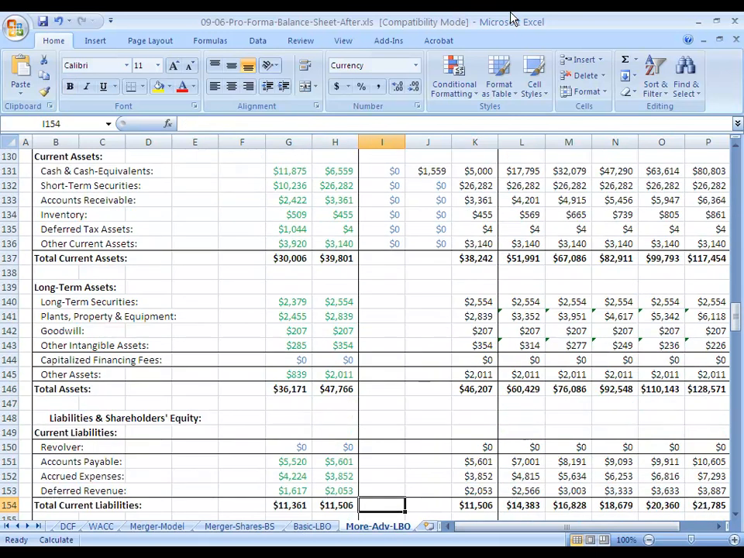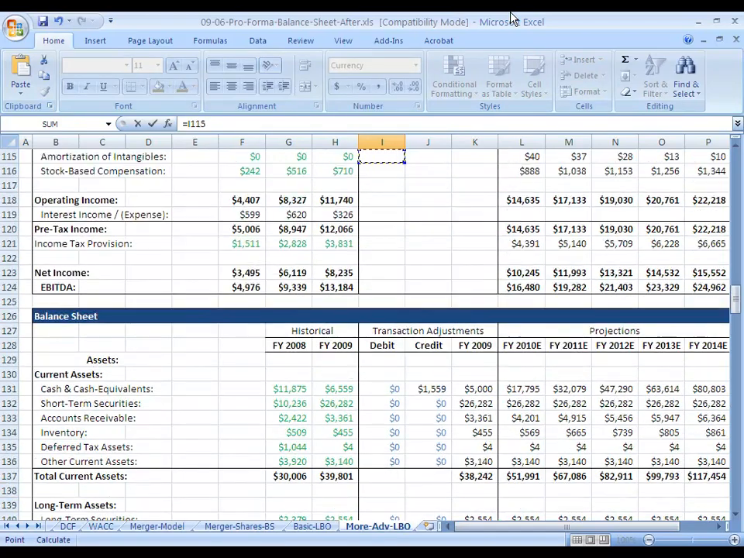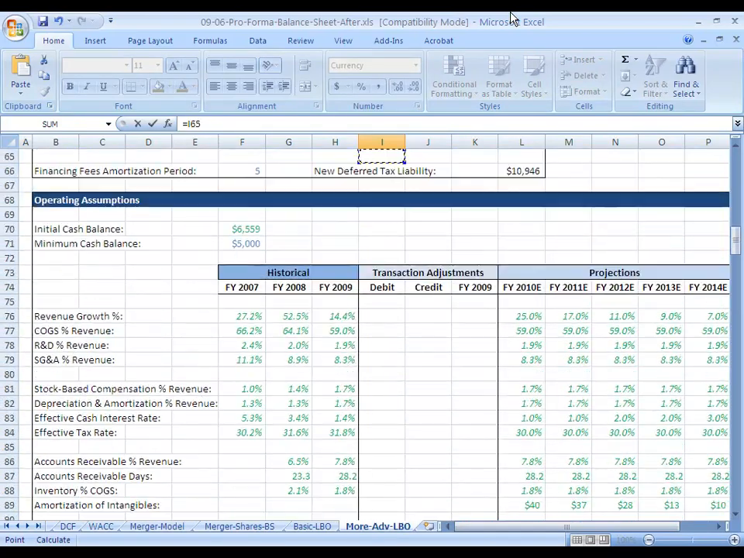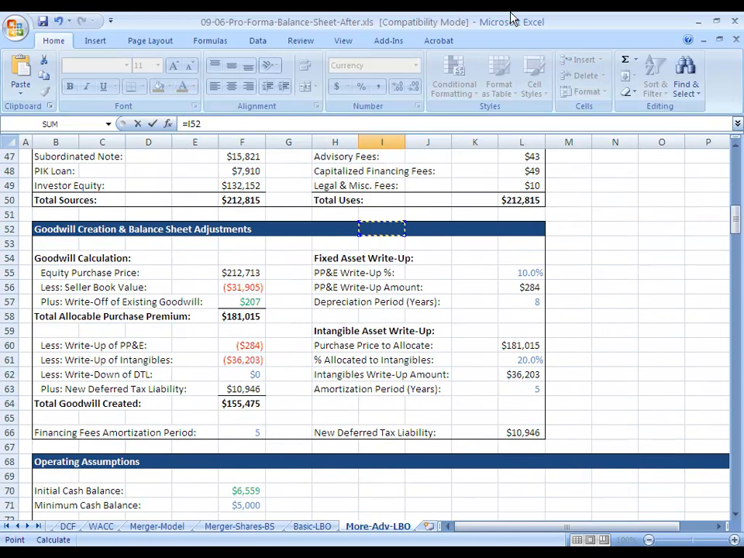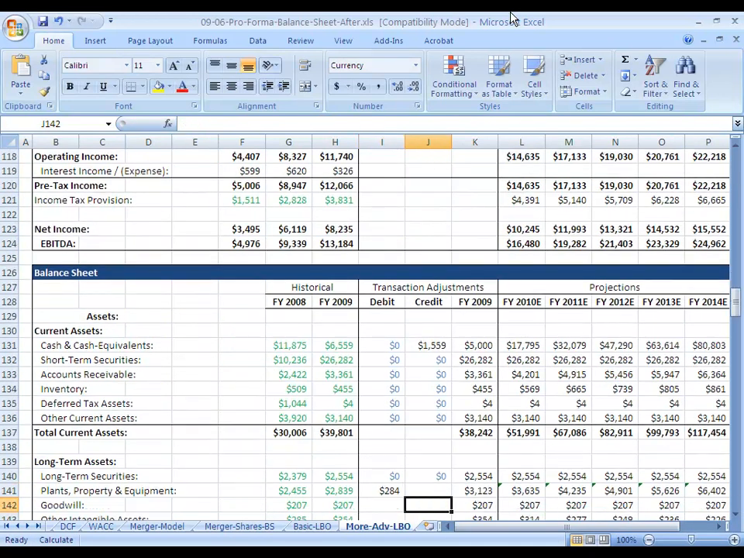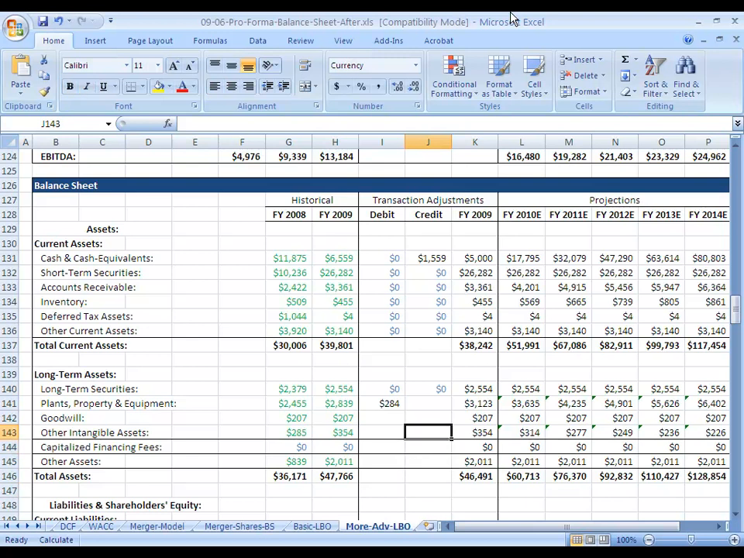So moving further down on the asset side, for long-term securities, nothing here is going to change, so we're going to enter 0. For plants, property, and equipment, remember that we have a write-up here. So I'm going to add to the debit side in this case. I'll go up to the goodwill and purchase price allocation schedule and add in this PP&E write-up amount. I'm going to say 0 for the credit side because we're certainly not going to subtract anything from PP&E.